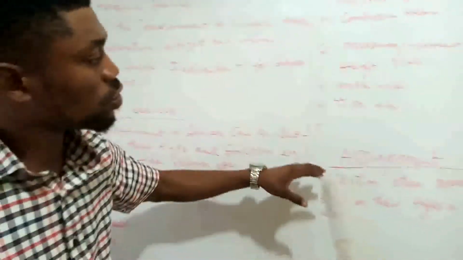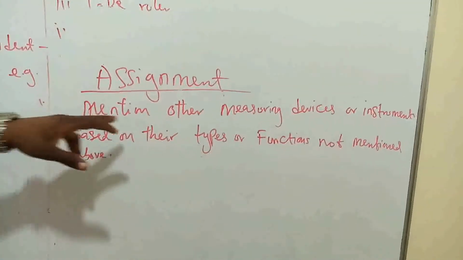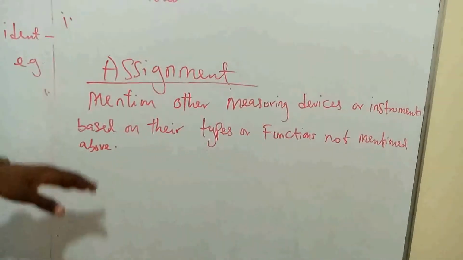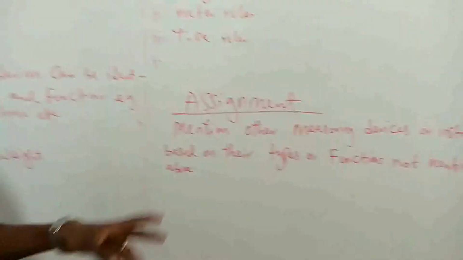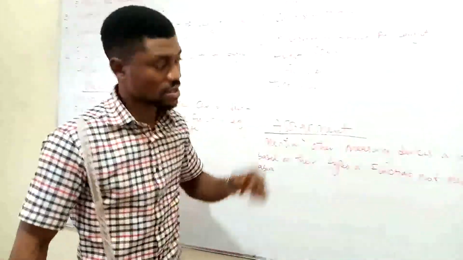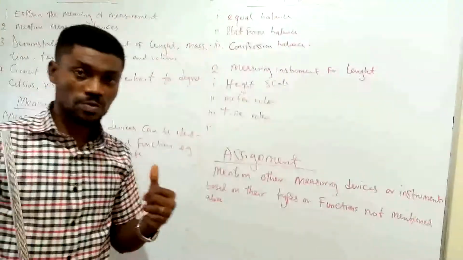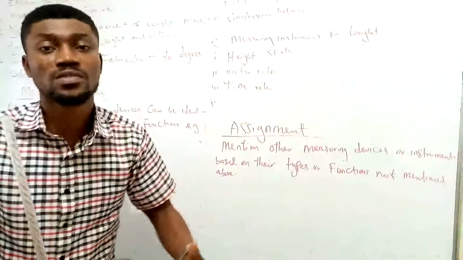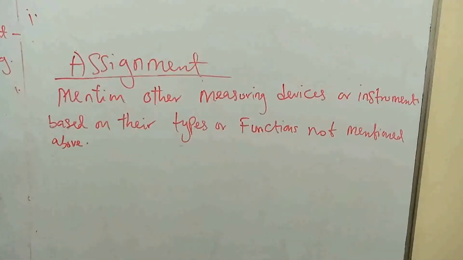So now I would love you to do this assignment for me. I would like you to mention other measuring devices or instruments based on their types and functions not mentioned above. This means do research. There are other measuring instruments or devices that we have not mentioned here, that we have not stated on the board for you. So I need you to carry out the research and list those measuring devices or instruments that I have not mentioned here for you.